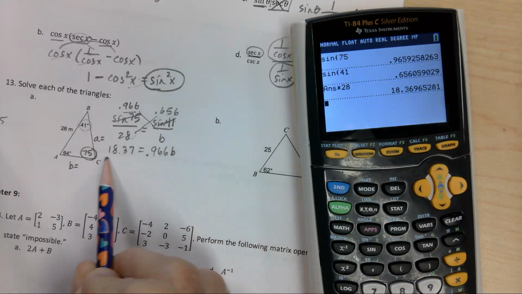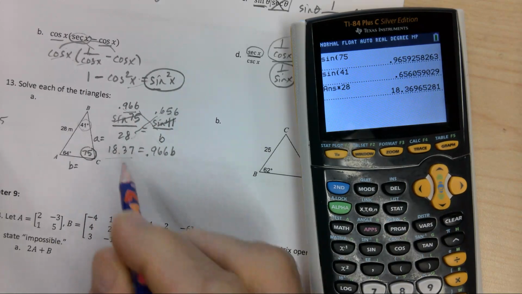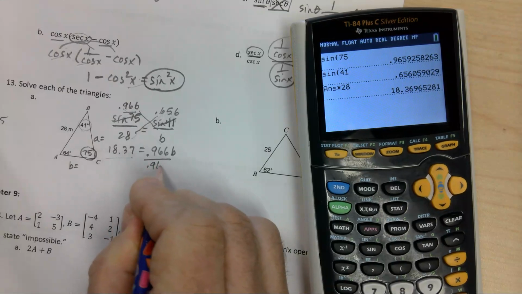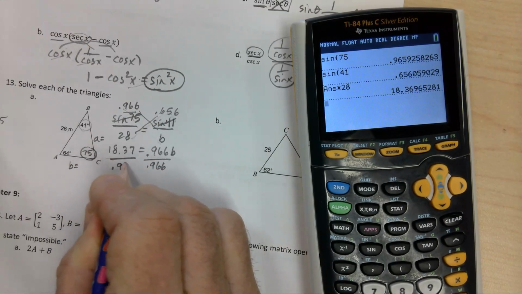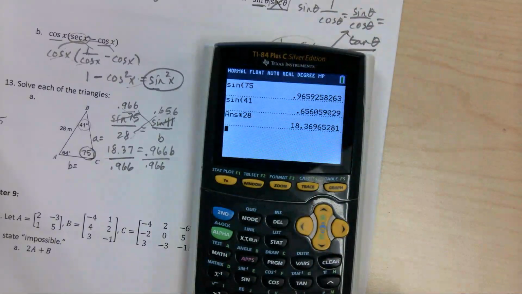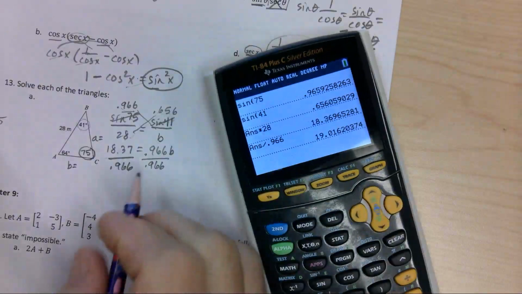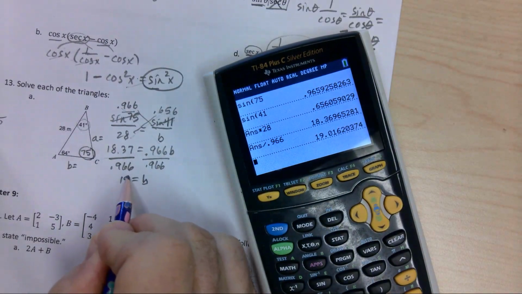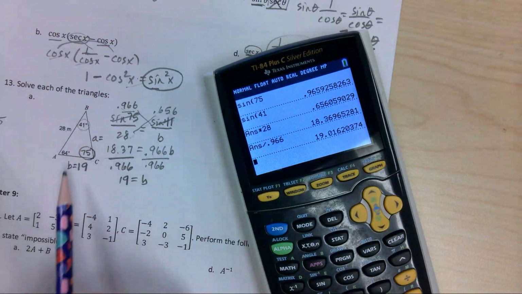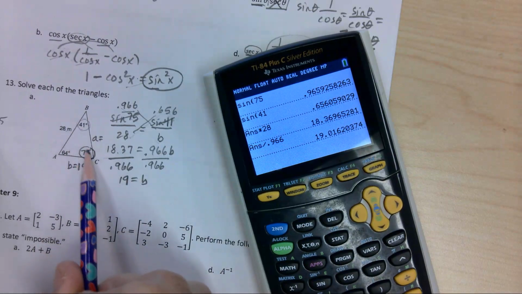Cross multiply, got that. Cross multiply, got that. So now divide by 0.966. And we're ready to go. 19.01. We'll just call it 19. Now, do not use Pythagorean theorem. We don't have a 90-degree angle.